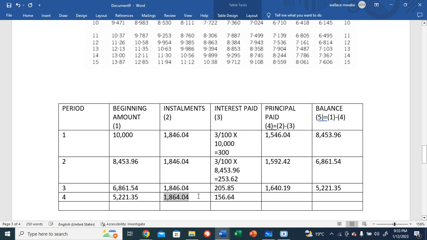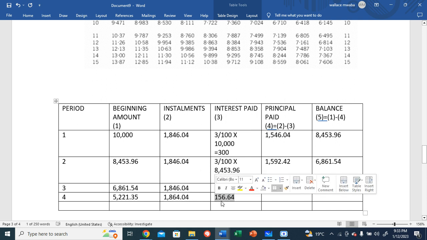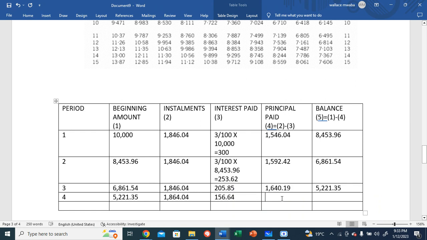Right. Then we subtract 1,864.04 minus 156.64. We're going to get 1,000. Oh, my phone, which I was using as the calculator, has just died.